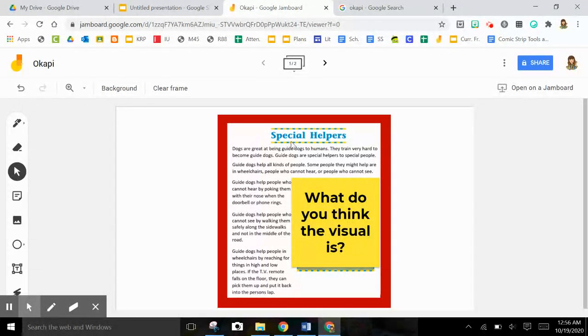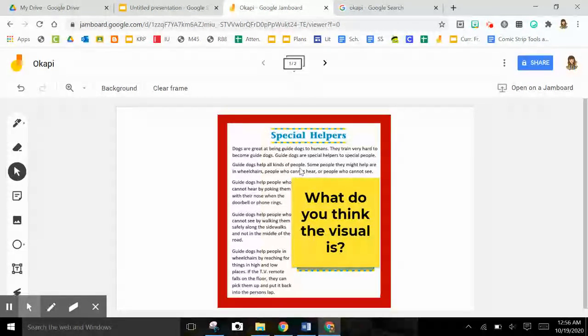So this passage is called Special Helpers. Dogs are great at being guide dogs to humans. They train very hard to become guide dogs. Guide dogs are special helpers to special people. Oh, so we got an article about dogs, but more specifically, guide dogs. So guide dogs are dogs that help people in a special way.